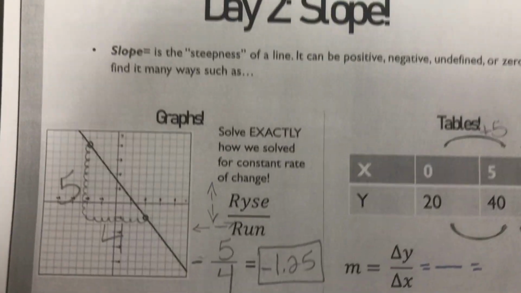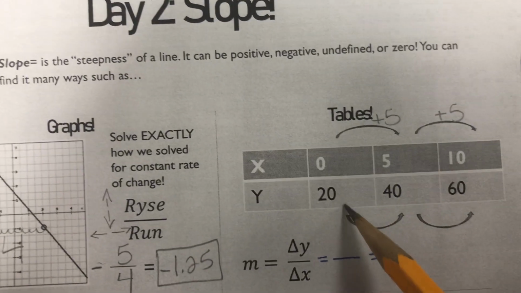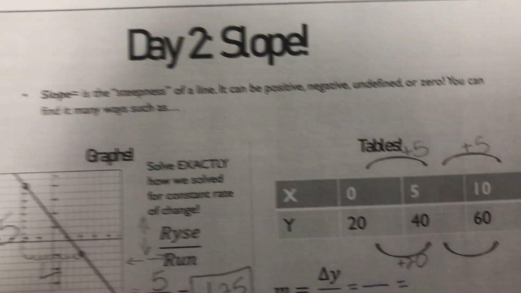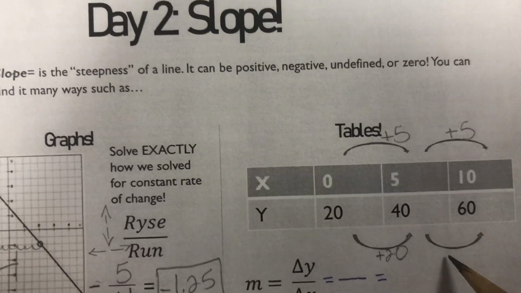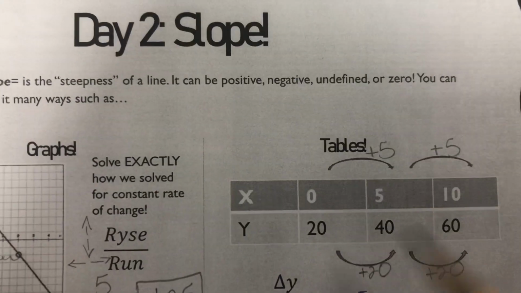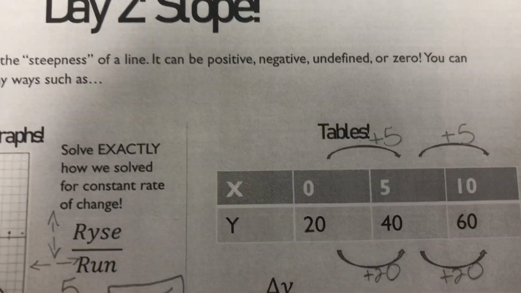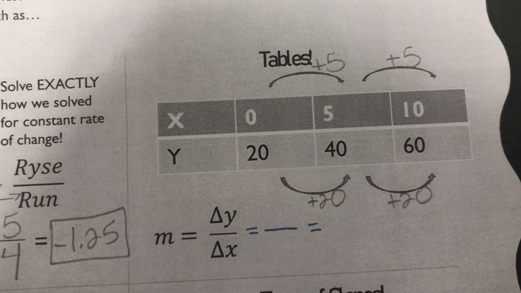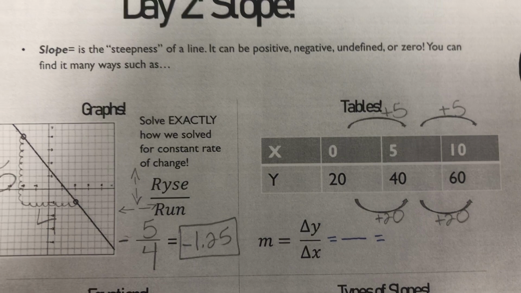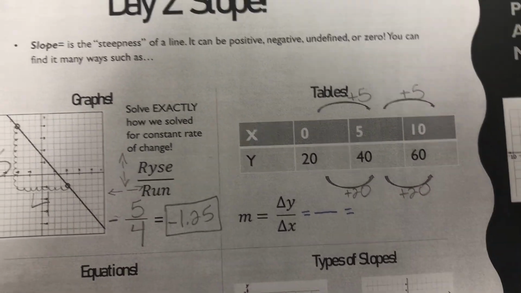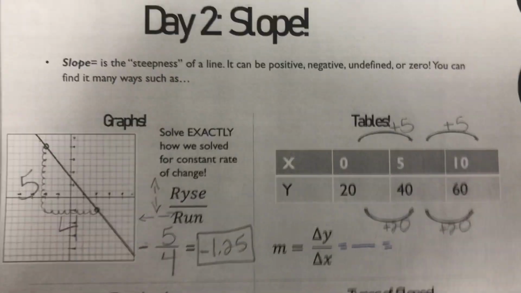All right, now let's see about the y's. So what did it take to get from 20 to 40? Add 20. What about from 40 to 60? Add 20. So the fact that all these numbers are the same means this is good. This is actually our constant rate, or in other words, our slope, okay? So we're gonna put the change in y over the change in x and then simplify, AKA divide.